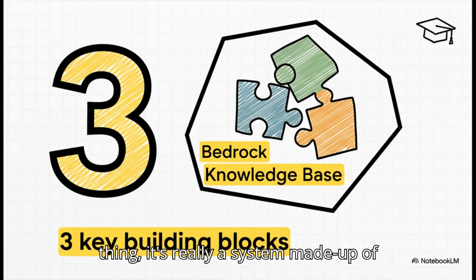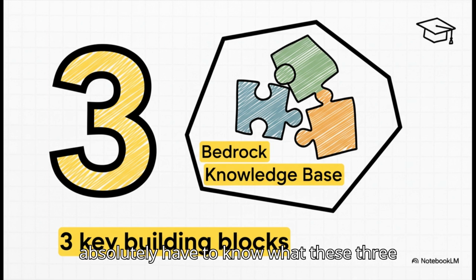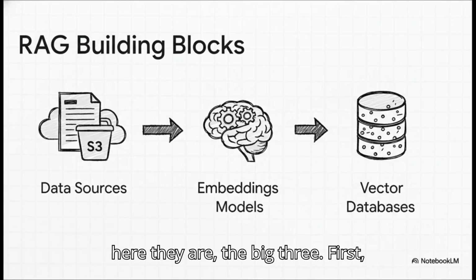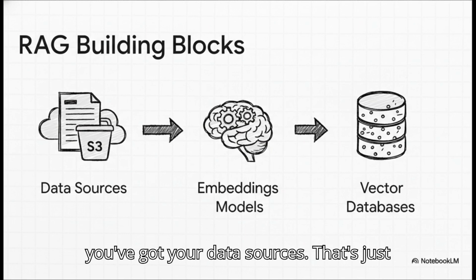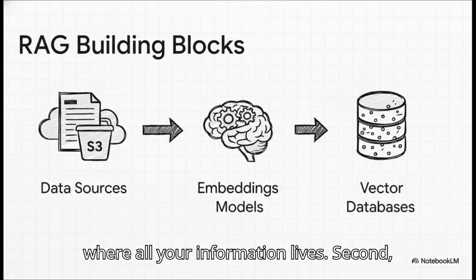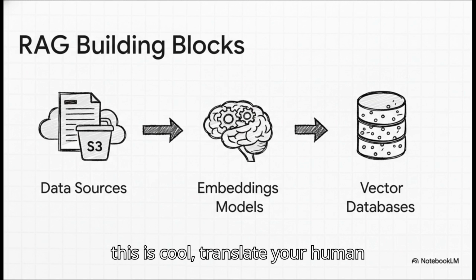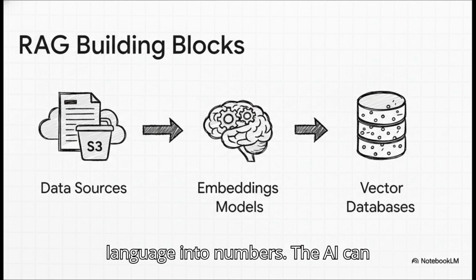It's really a system made up of 3 different parts that all work together. And for the exam, you absolutely have to know what these 3 parts are and what each one does. And here they are, the big 3. First, you've got your data sources. That's just where all your information lives. Second, you have embeddings models, which, and this is cool, translate your human language into numbers the AI can understand.